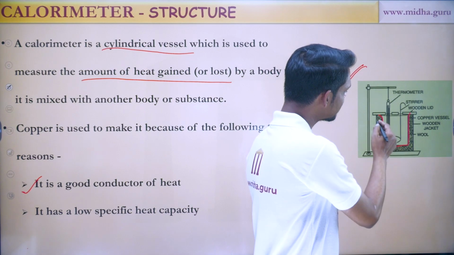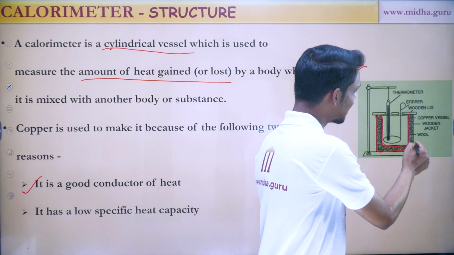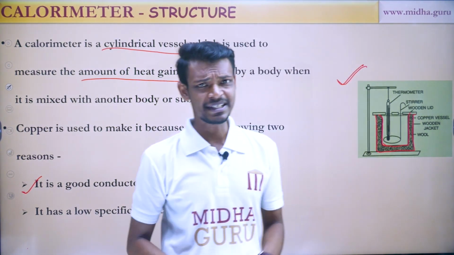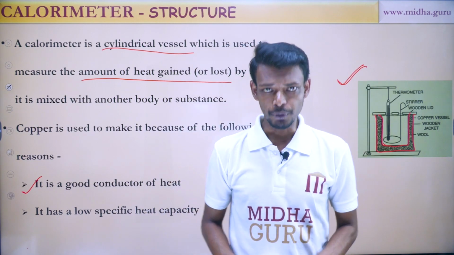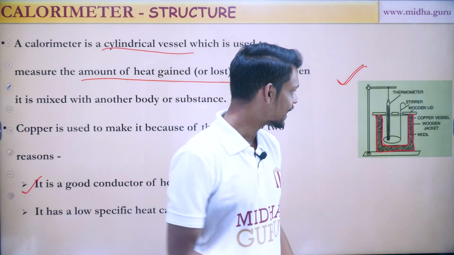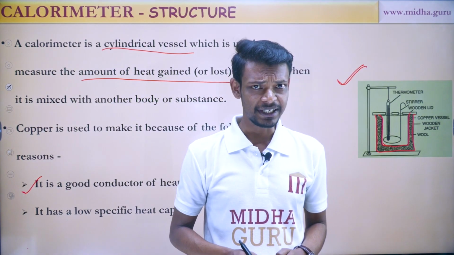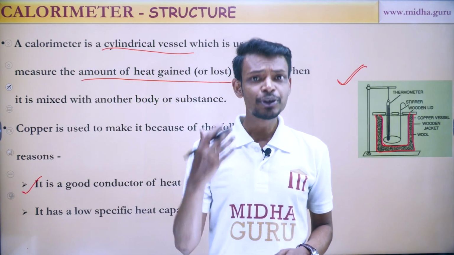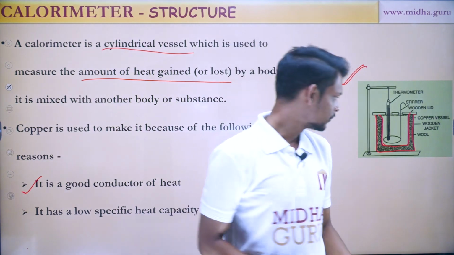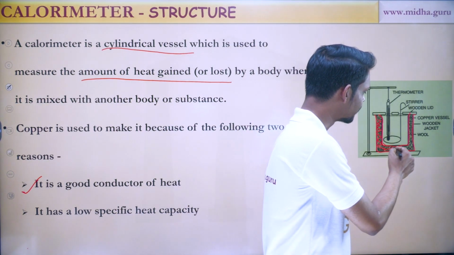Now, for insulation, as you can see, if I go backward, you can see that this copper vessel is kept inside another basket, or you can say jacket. This jacket is made up of wood, which provides further insulation, and the gap between this vessel and this jacket is filled with a poor conductor of heat, or you can say an insulating material, for example, wool. This region is filled up with wool.